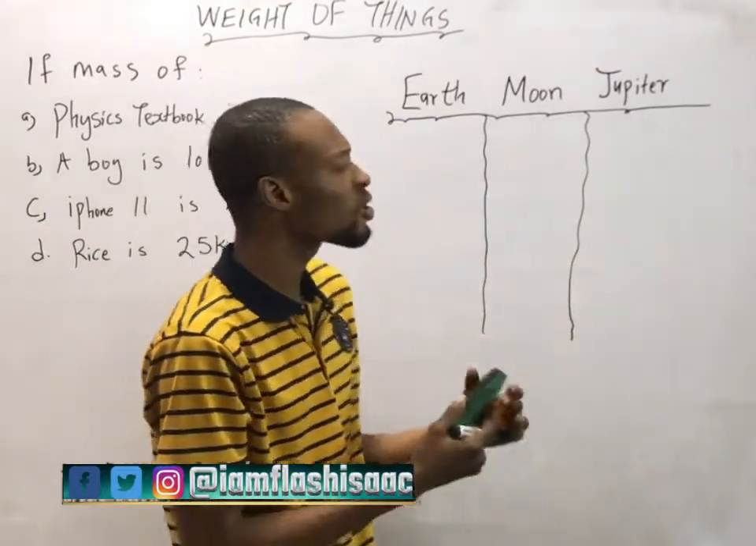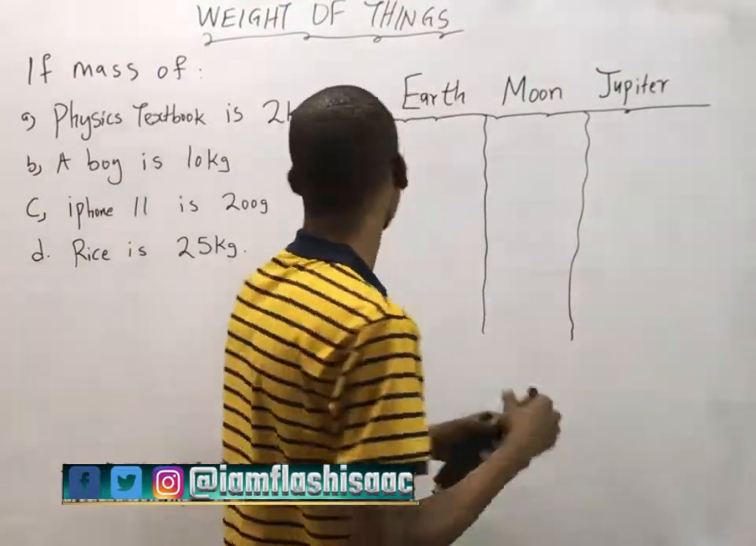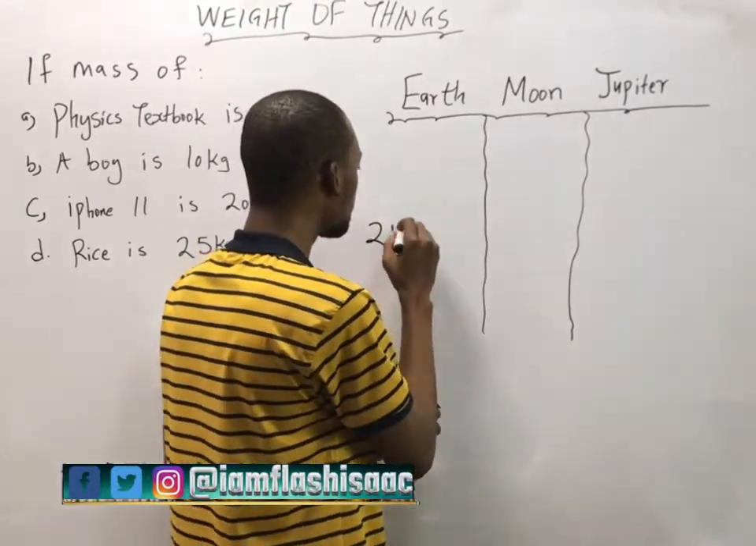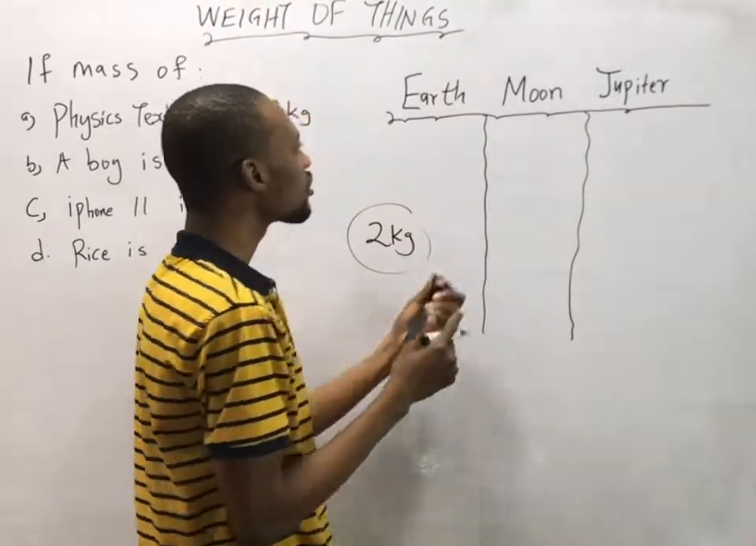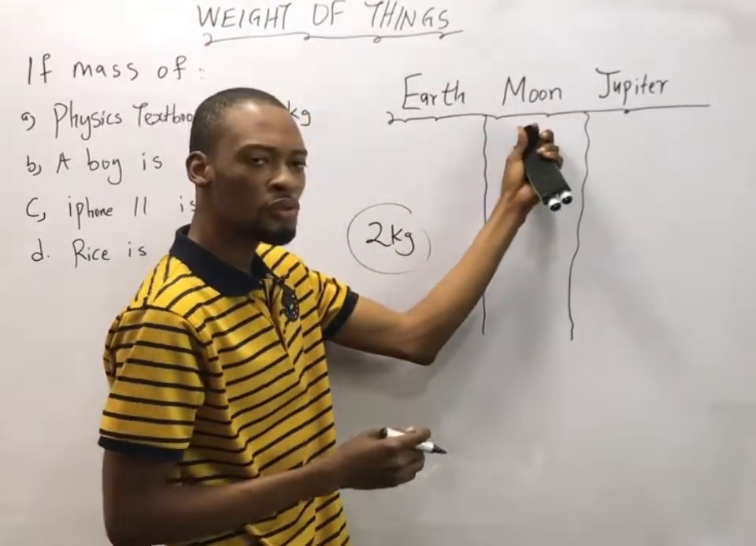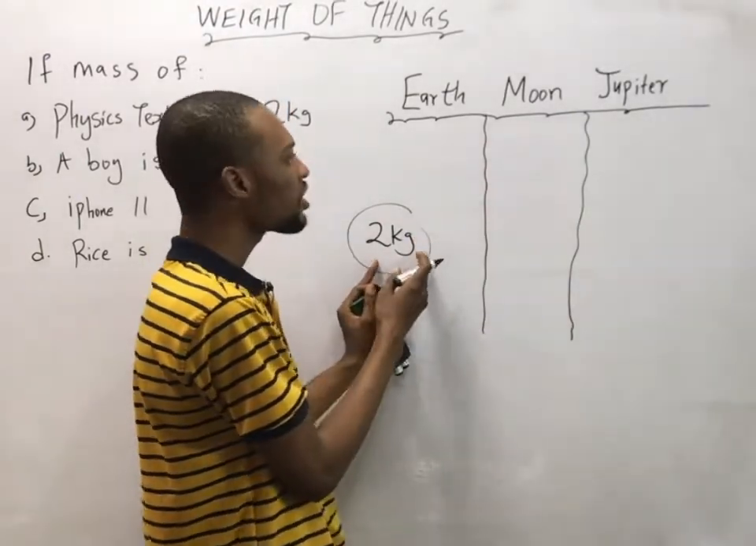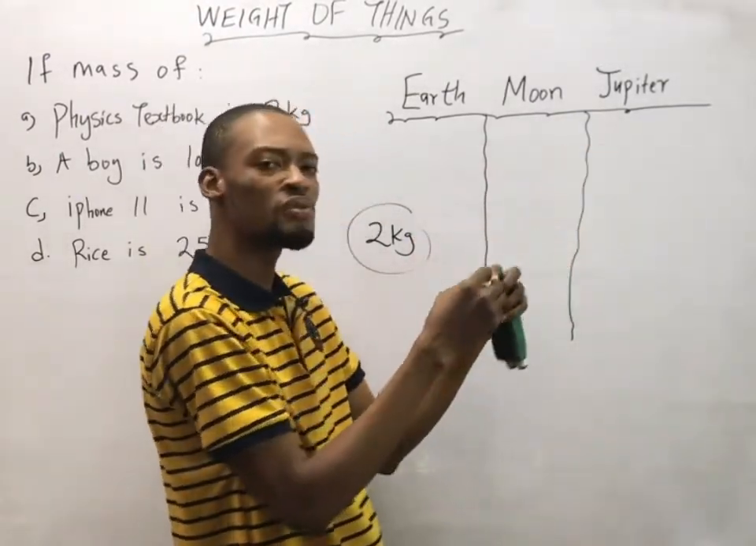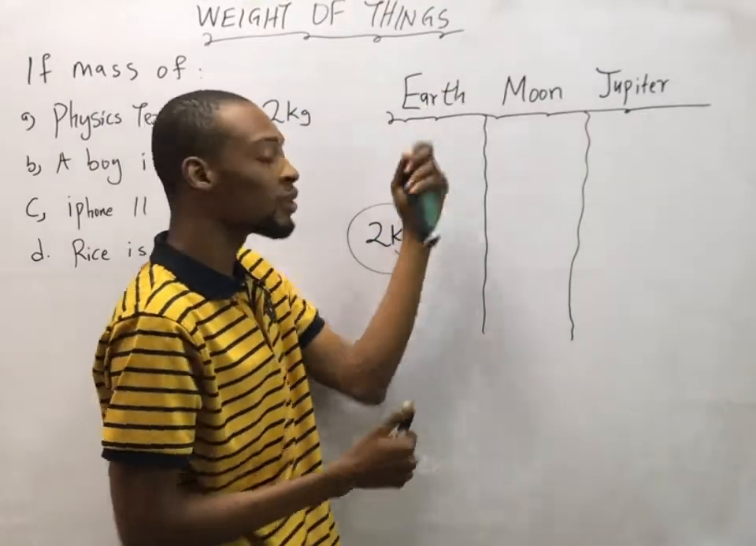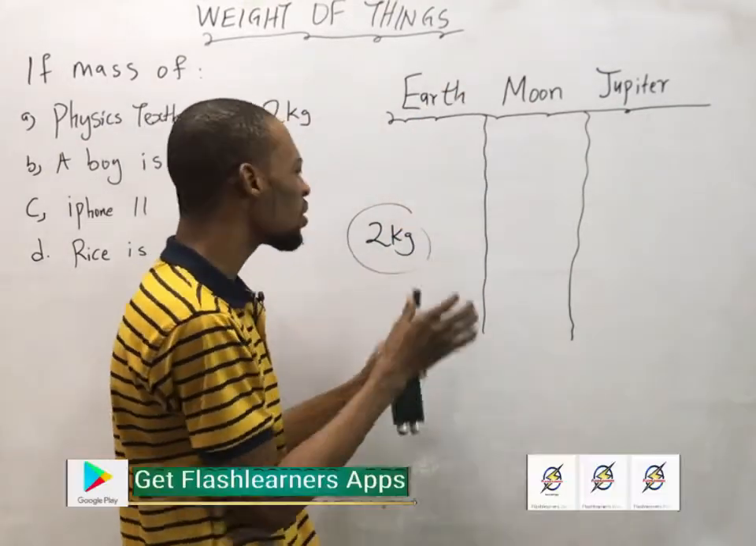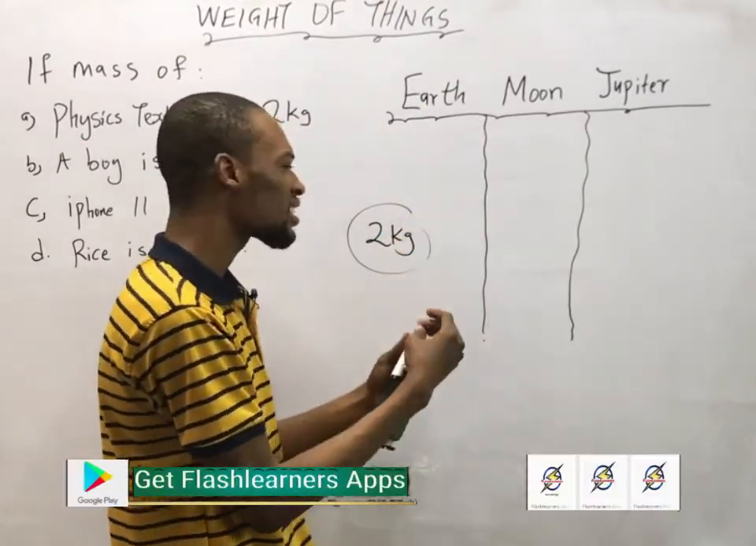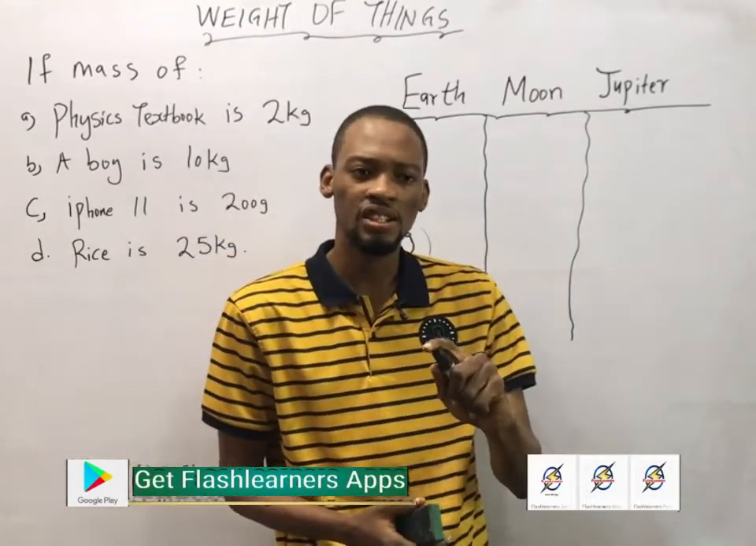While mass is constant anywhere, if you take a 2 kg block to the moon, it will remain 2 kg. If you take it to Jupiter, it will remain 2 kg. If you take it on Earth, it is still 2 kg. So the mass of bodies is constant, it doesn't change.